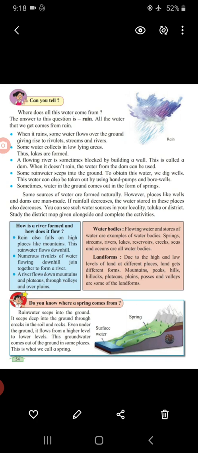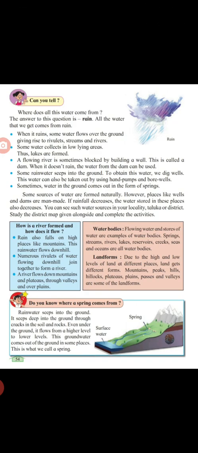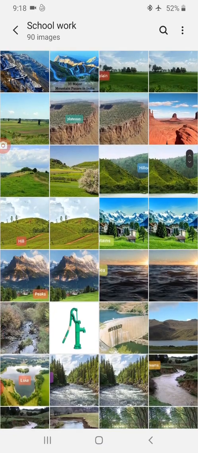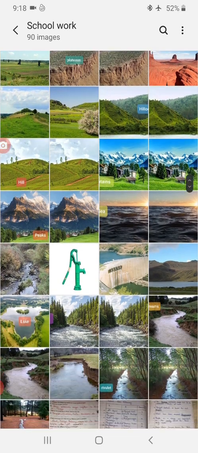Now next point. Third point. A flowing river is sometimes blocked by a building, a wall. This is called a dam. When it does not rain, the water from the dam can be used. So a flowing river is sometimes blocked by building a wall. So this wall is called what? Dam. This wall is called a dam.